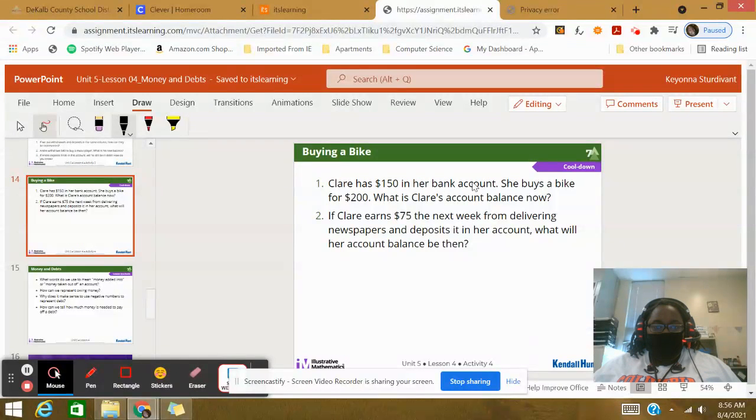The cool down here again is another scenario. Question one says Claire has $150 in her bank account. She buys a bike for 200. What is Claire's account balance now? If Claire earns $75 in the next week for delivering newspapers and deposits it in her account, what will her account balance be? So question one and two build on each other.